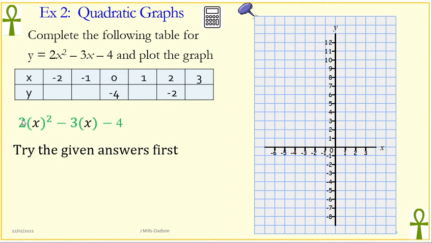So you should see 2 into bracket something squared minus 3 into bracket something minus 4. That something is your x values. So I'm going to start with -2. I'll replace the x with -2. When I work that out, that gives me +10.